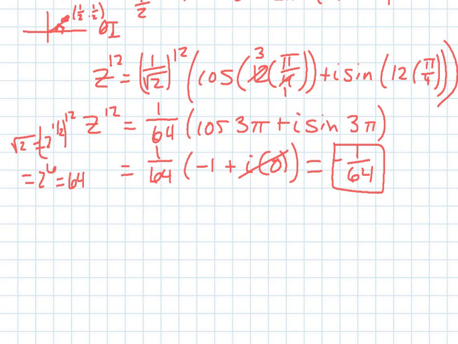And so that's all you're really looking for in De Moivre's theorem, to be able to exponentiate a complex number that's in polar form.